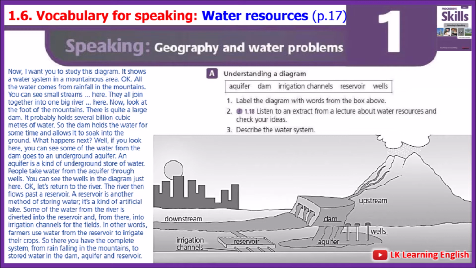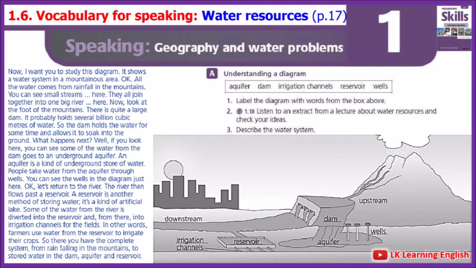OK, let's return to the river. The river then flows past a reservoir. The reservoir is another method of storing water. It's a kind of artificial lake. Some of the water from the river is diverted into the reservoir and from there into irrigation channels for the fields. In other words, farmers use water from the reservoir to irrigate their crops.